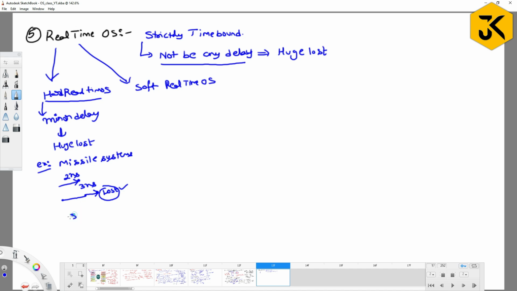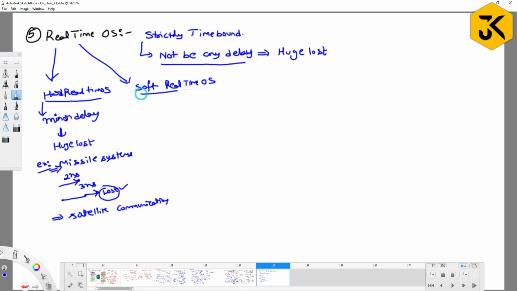Something like satellite communications. When a rocket launch is happening, the time is crucial, right? At what point it has to enter into the orbit, all those things will be exactly calculated. If a delay happens, definitely it's going to blast. There will be huge loss. Crores of money is going to be lost, right?